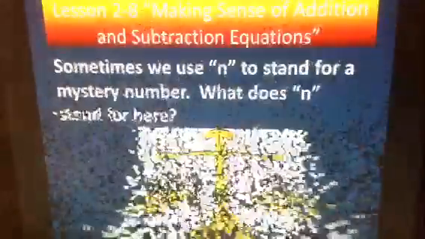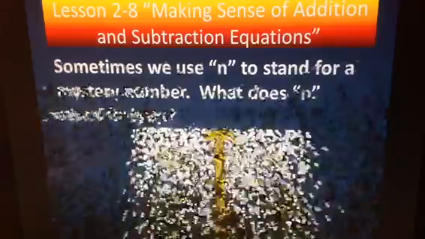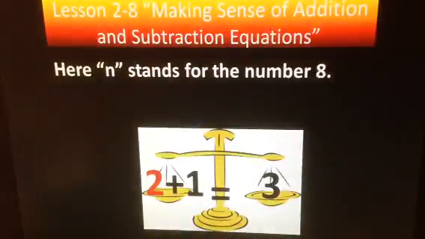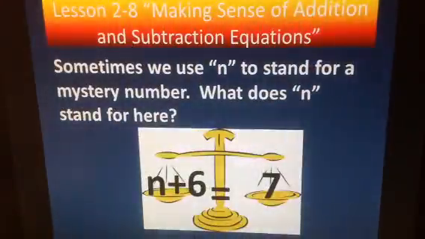Let's practice with a few more of N. N plus 1 equals 3. What does N stand for? Here N stands for 2. N plus 6 equals 7. This is getting trickier, but you could also add 6 plus 7 to get your answer.